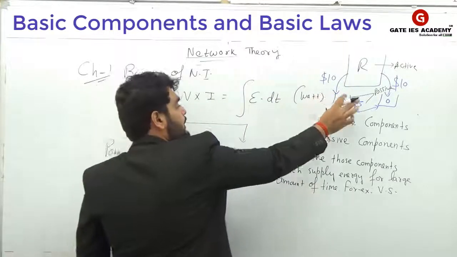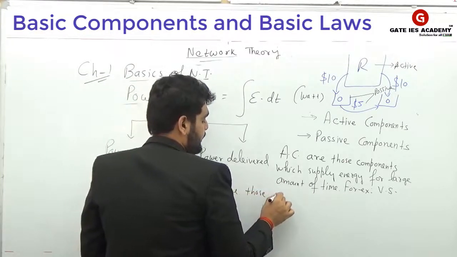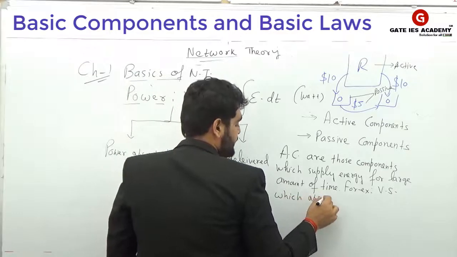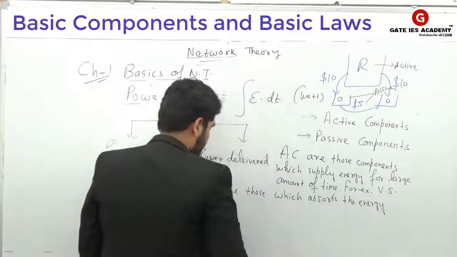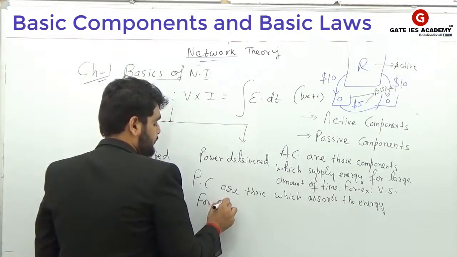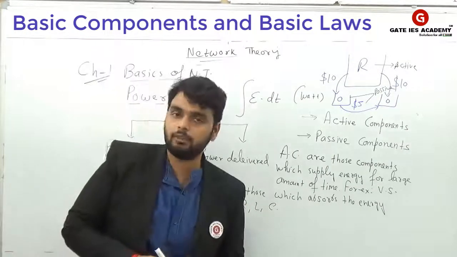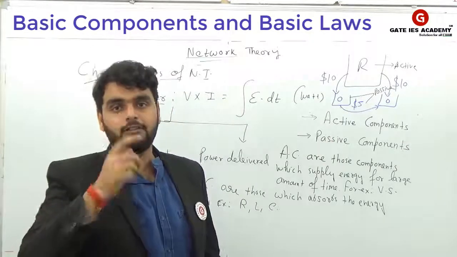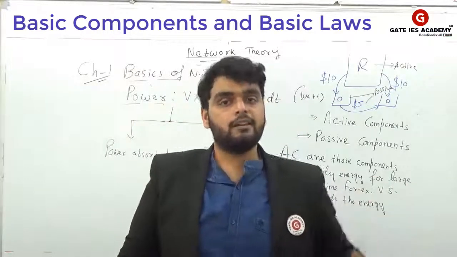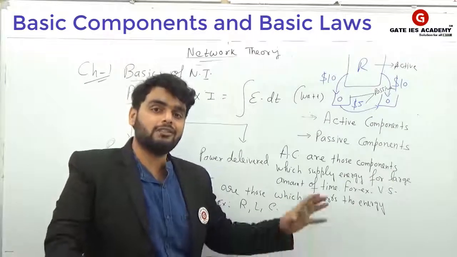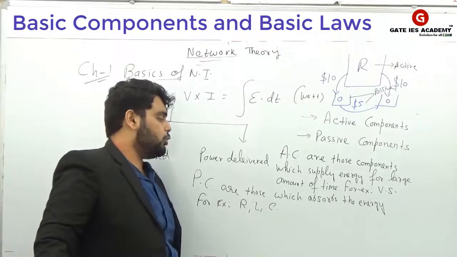Now, what is a passive component? Passive components are those which absorb the energy, okay? For example, resistor, inductor and capacitor. And one more thing, a resistor does not absorb the energy, it dissipates the energy. What is the meaning of dissipates? Dissipates means changing one form of energy into another form. A resistor actually converts electrical energy into heat energy, but right now we are putting it in the absorption case only. So passive components are those which absorb the energy.